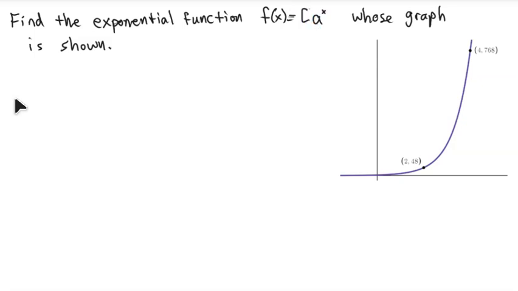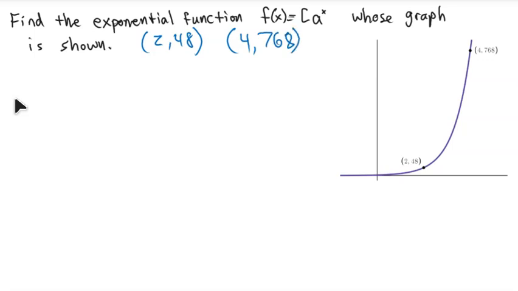It's okay. This is the starting value, and this is the growth factor. Okay, so find the exponential function. We have to find c and we have to find a, and it says whose graph is shown. Here's the graph, and all we really care about from the graph is the points (2, 48) and (4, 768). So it passes through the points (2, 48) and (4, 768).